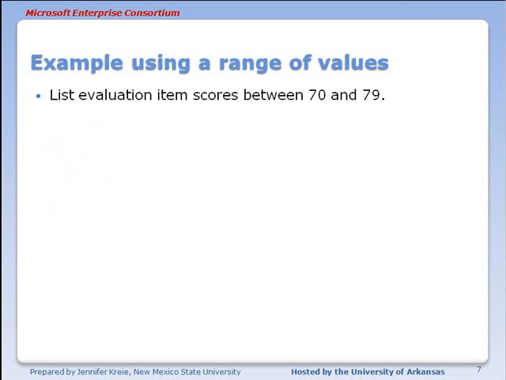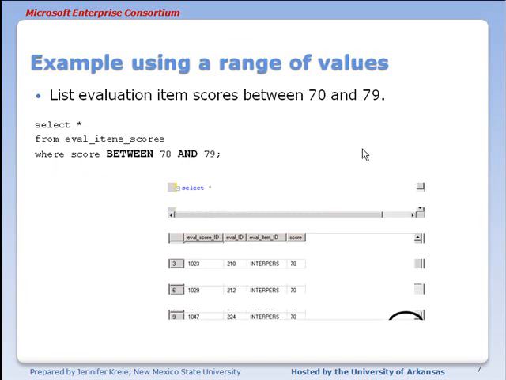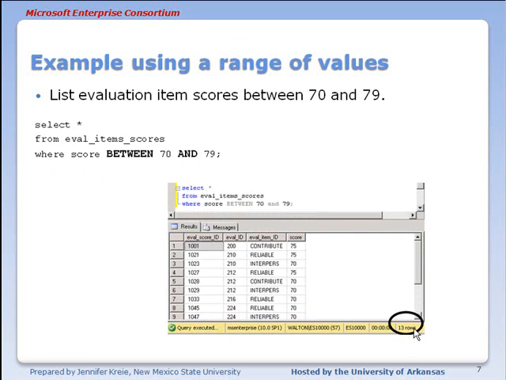Let's look at a list of evaluation item scores between 70 and 79. This is in the student team database. We construct our SQL clause, select asterisk, remember that gives us all columns, from and list the table name, where score between 70 and 79, and this is the result that we get. So we see we have a total of 13 rows. Not all of them are displayed here, but as we look here we can see that the values are falling within the range that we evaluated for.